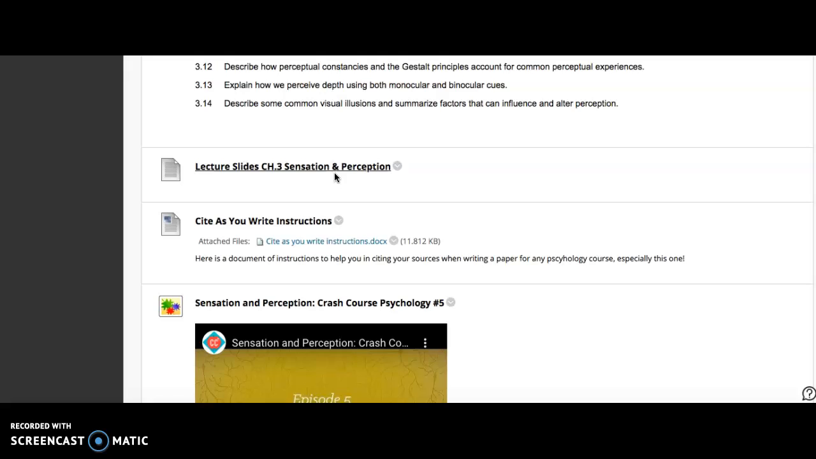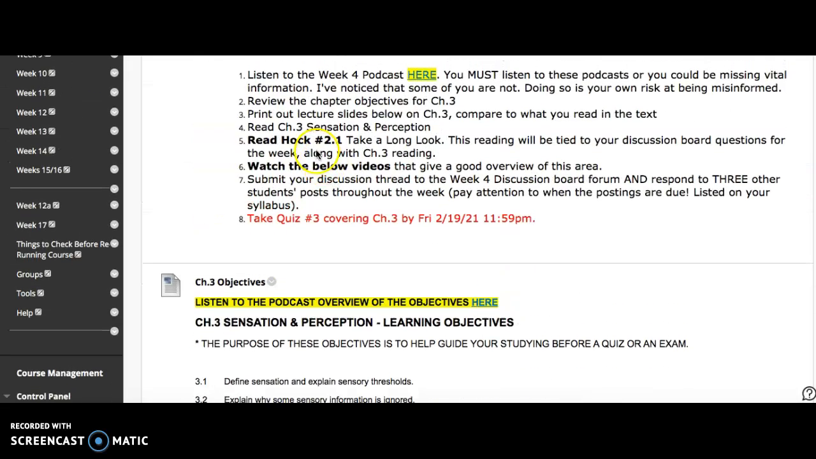So then the next part would be to read chapter 3, as well as read Hock 2.1. And the title of that reading is called Take a Long Look. It's all about perception of infants and how we know what infants can perceive and why it's important, and how we measure infant perception. So it's a carve out, again, of material that you're also going to find in chapter 3. So really, you should be reading this chapter first.